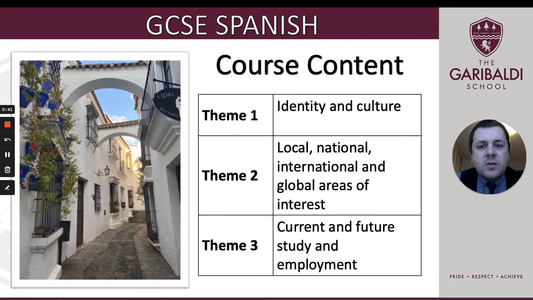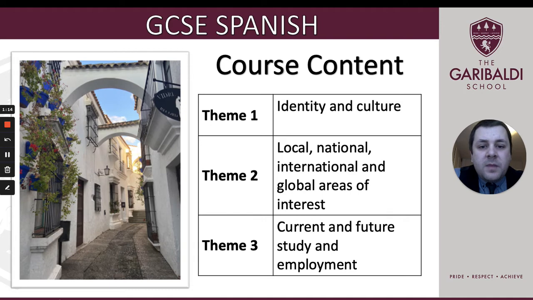So firstly, the course content. This is what you will study at GCSE, and a lot of this is covered in year 7, 8 and 9 already. So at GCSE, our focus is on developing and extending what you can say and write about these different topics. So theme 1 is taught in year 9. So you've already covered a lot of theme 1 already, okay? And that involves family, technology, free time, customs and festivals in Spain and Latin America.